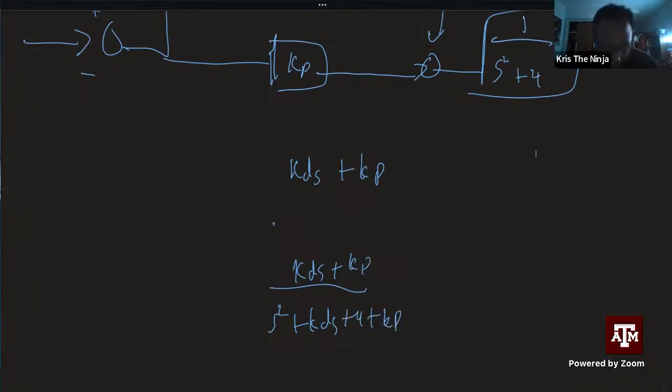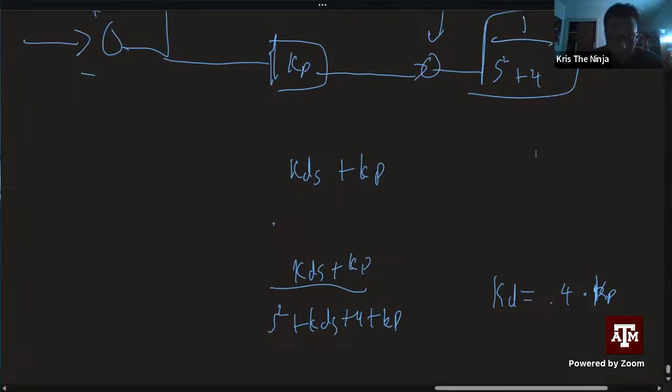So we make KD equal to 0.4 times KP. Then we can have our equation end up being 0.4 KP S plus KP over S squared plus 0.4 KPS plus KP plus 4. Now we can get the root locus of the equation.